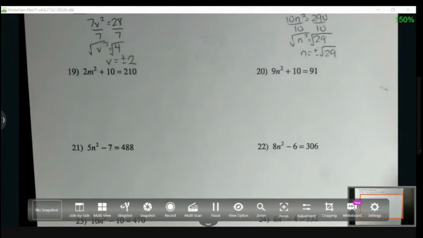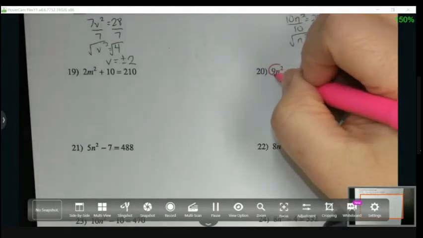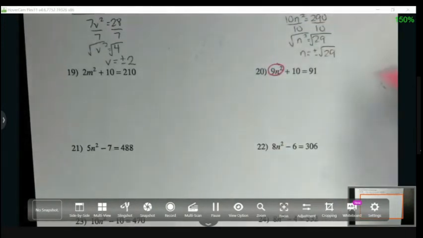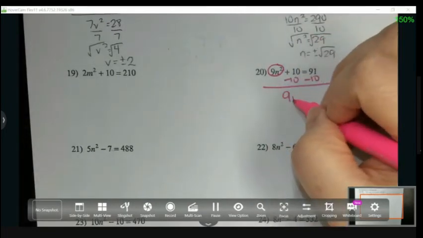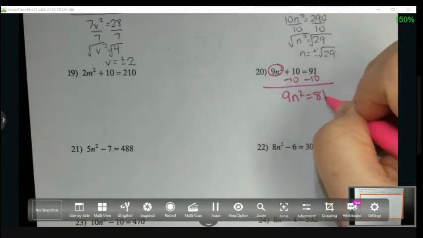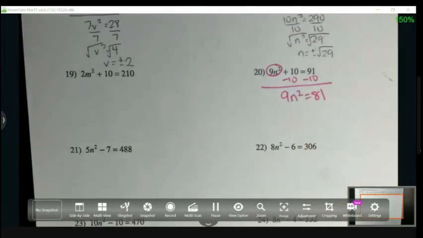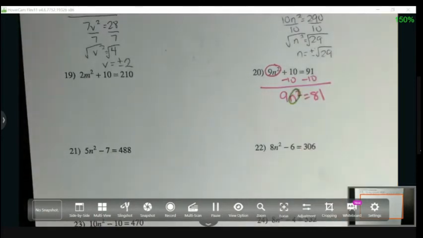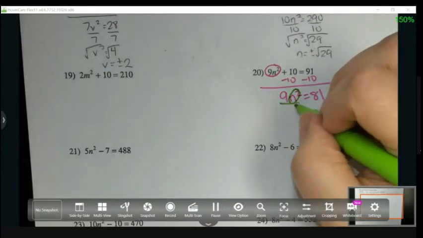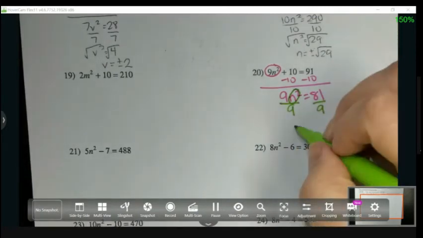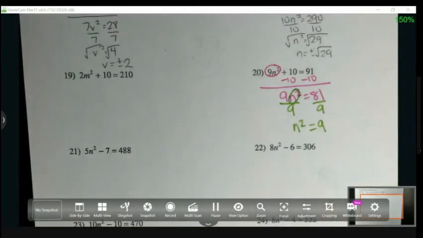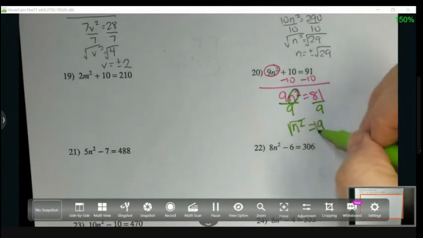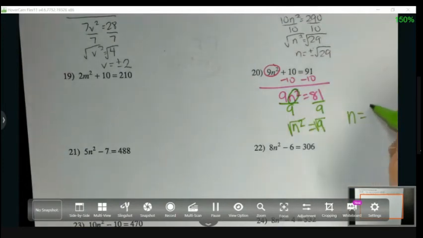All right, so again, the first thing we want is we want this to be by itself. So I'm going to subtract the 10. And I get 9n squared equals 81. And now again, we still need this n squared term to be by itself. So I'm going to divide by 9. And I get that n squared equals 9. And so now we take the square root of both sides. And I get that n equals plus or minus 3.